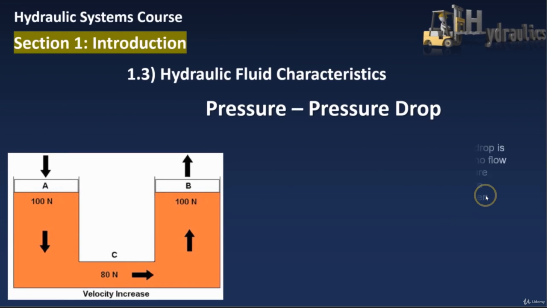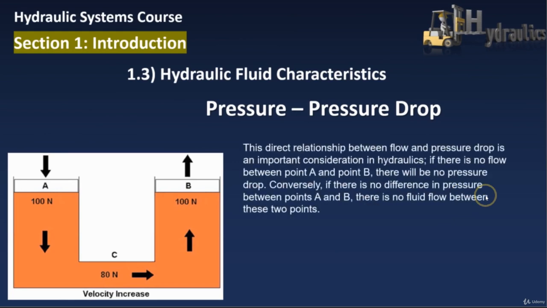We can demonstrate another example. Suppose I have this sketch. The relationship between the flow and the pressure drop is an important consideration in any hydraulics system. If there is no flow between point A and point B, there will be no pressure drop. Conversely, if there is no difference in the pressure between points A and B, there is no fluid flow between these 2 points.